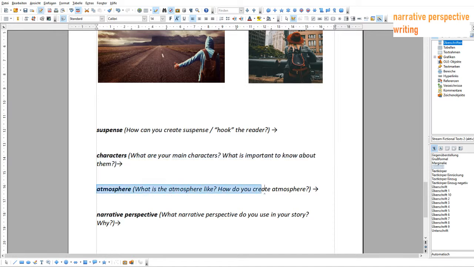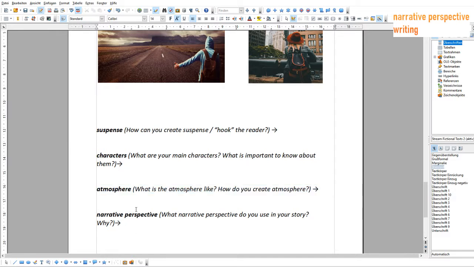Then we have the atmosphere. What is the atmosphere like? How do you create atmosphere? Is it maybe a dark atmosphere, or is it scary and suspenseful and I don't know, something like this? Or is it really just a happy atmosphere?